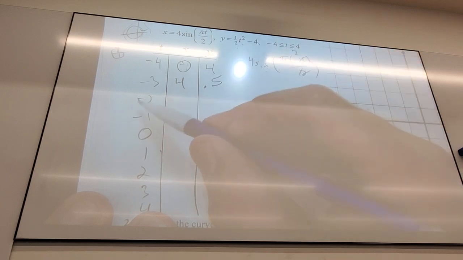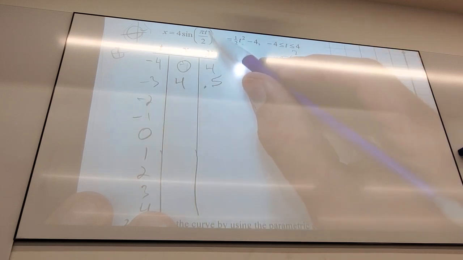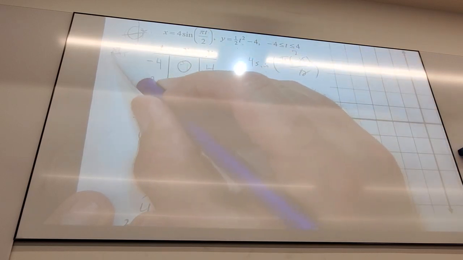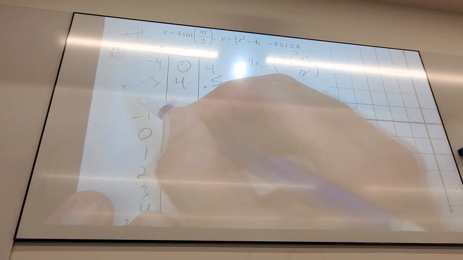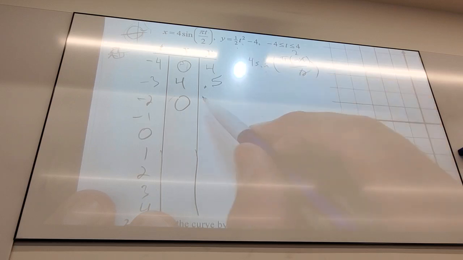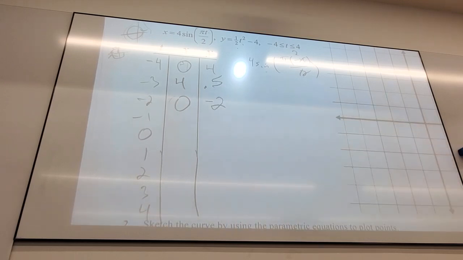So what do you guys get when you put in -2? -2 divided by 2 is -1. What's the sine of negative pi? 0. And then when you plug -2 in there, it's going to be nice. -2 squared is 4, divided by 2 is 2, minus 4 is -2. Okay. This isn't that bad. Say again? No, that's cosine. Cosine of negative pi is -1.